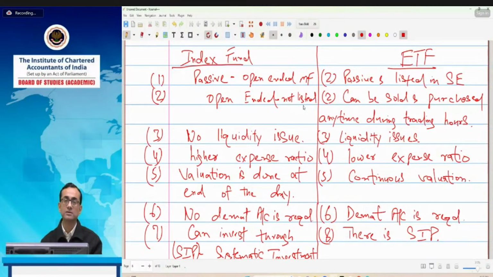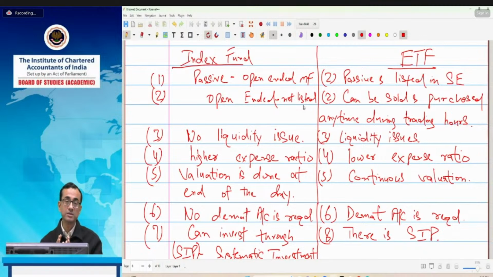The valuation is continuously done automatically, so mutual fund managers do not have to do much. So the expense ratio is very low. The expense ratio is higher in comparison to an ETF in the case of an index fund because the mutual fund manager still has to manage the fund. So there is a management expense, and some amount of expense ratio is there in an index fund. And as you know, the expense ratio of an index fund is very low in comparison to active funds.